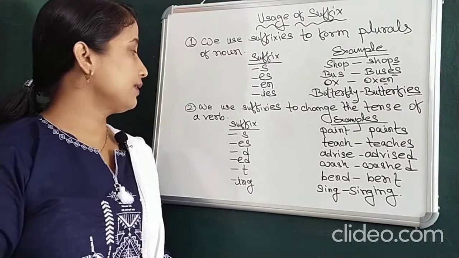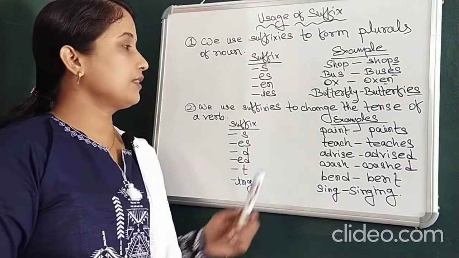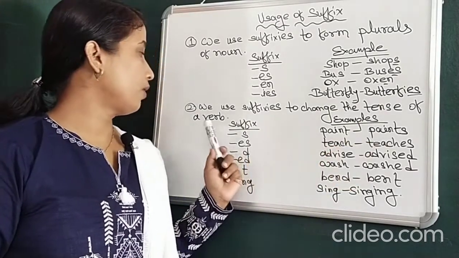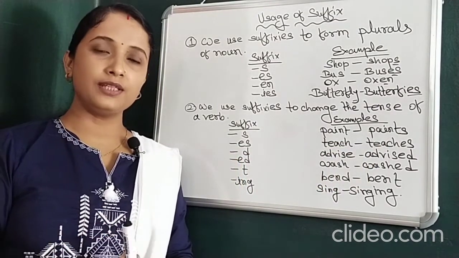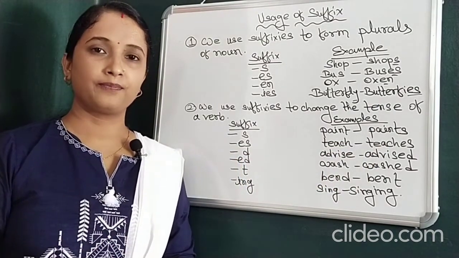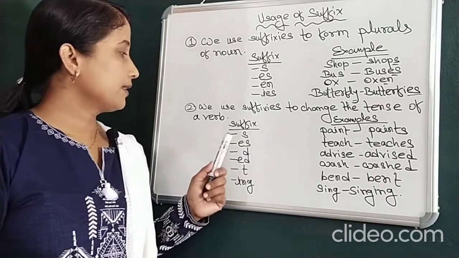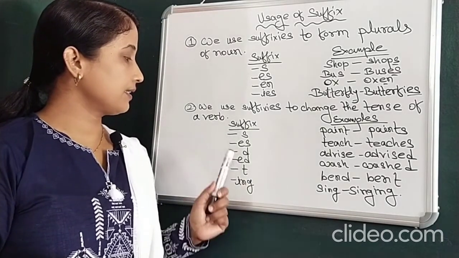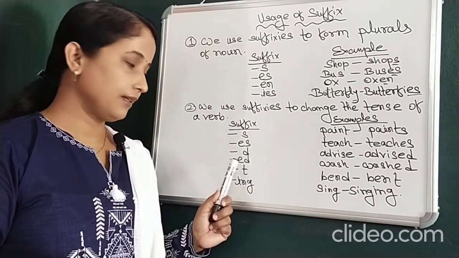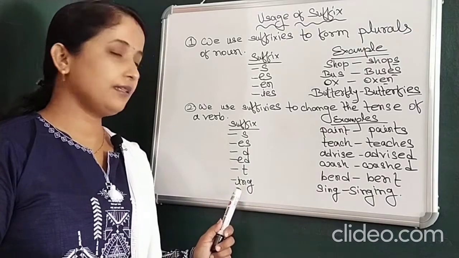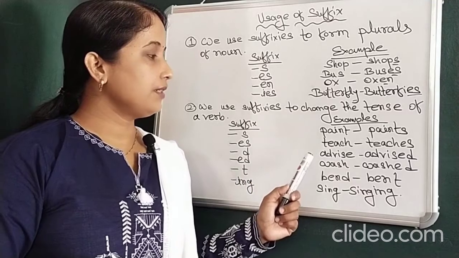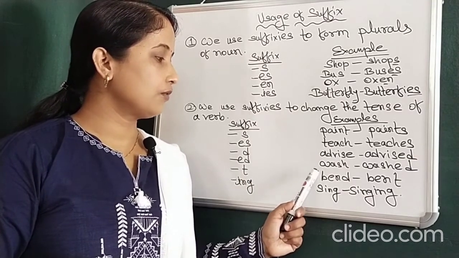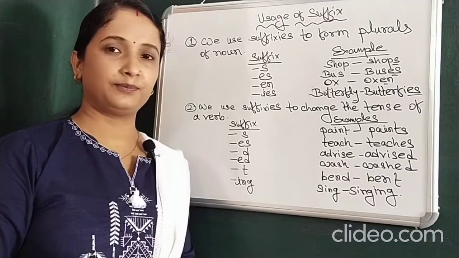The next use is we use suffixes to change the tense of a verb. Let's see an example. Some suffixes are s, es, d, ed, t and ing. Some verbs are paint, teach, advise, wash, bend and sing.